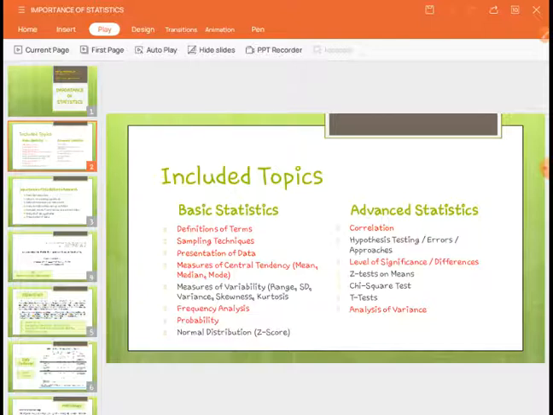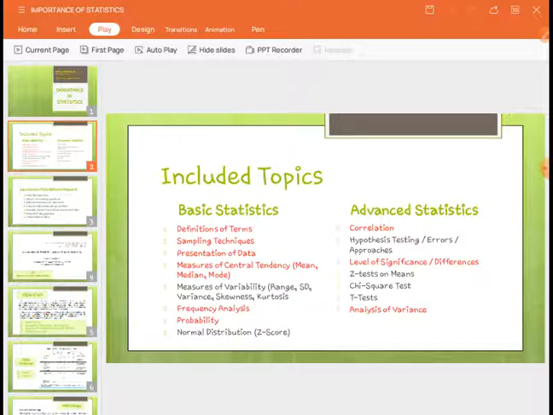However, if we have time, nandun naman yan sa Google Classroom natin, we have those modules included in the advanced statistics, those are correlation, hypothesis testing, errors, approaches, level of significance or differences, z-test on means, chi-square test, t-test, and the last is the analysis of variance. Those highlighted, yan yung mga topics na madalas at ginagamit natin sa research.